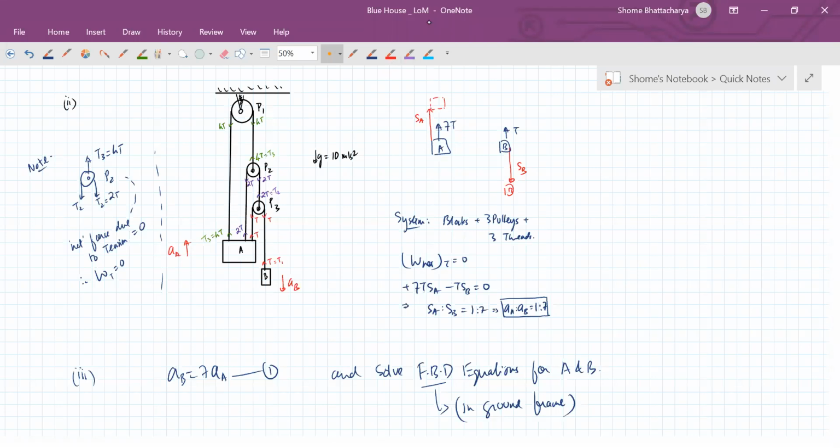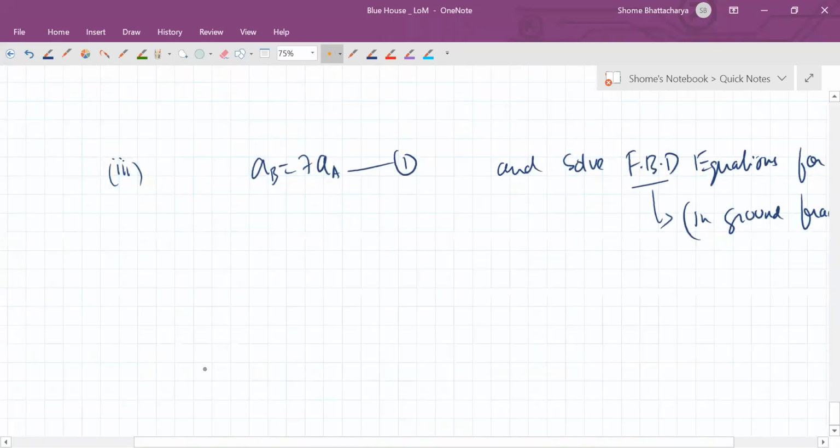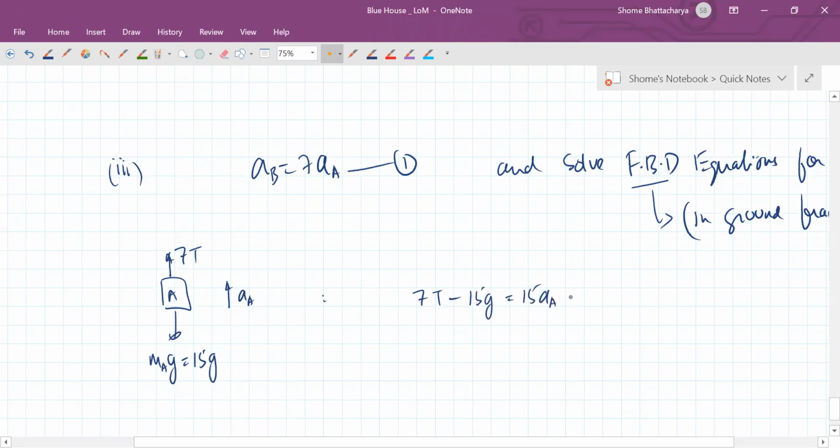Okay, so constraint relation is clear to all of you, I hope. Now let's come to the free body diagram equations. Yes, Devash, your answer is correct, I think. So this is my second equation. Whereas on the other block, 5g, this is having a downward acceleration of aB.